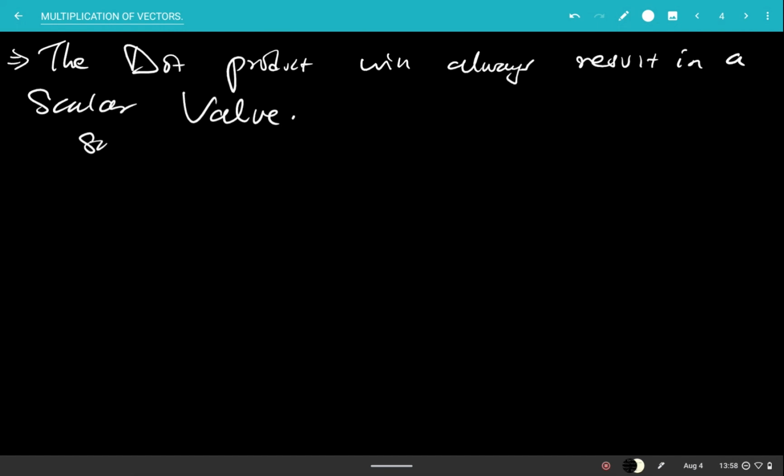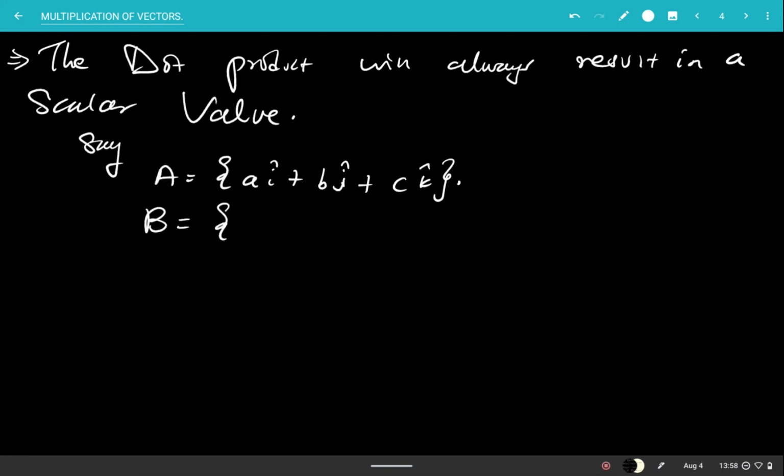Say we have the following vector, let's say vector A, and it has these components: a in the i, b in the j, and c in the k. Say we also have another vector, B, which has e in the i, plus f in the j, plus g in the k.